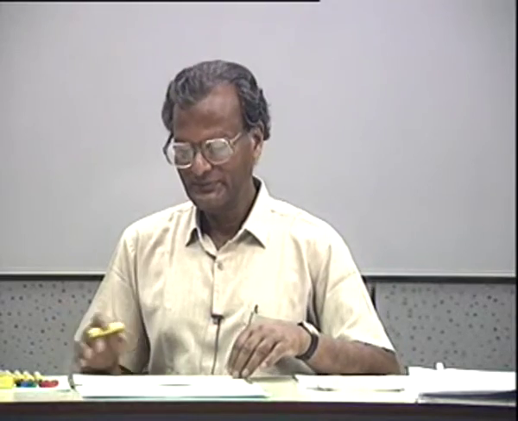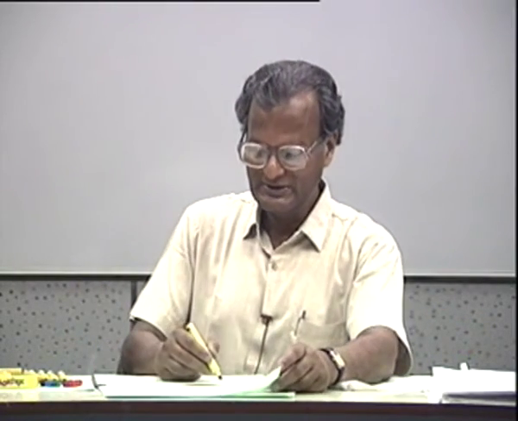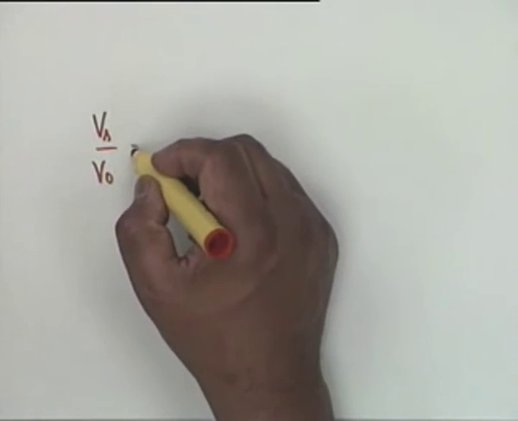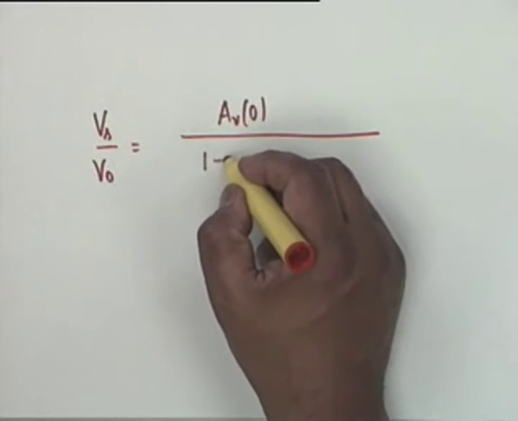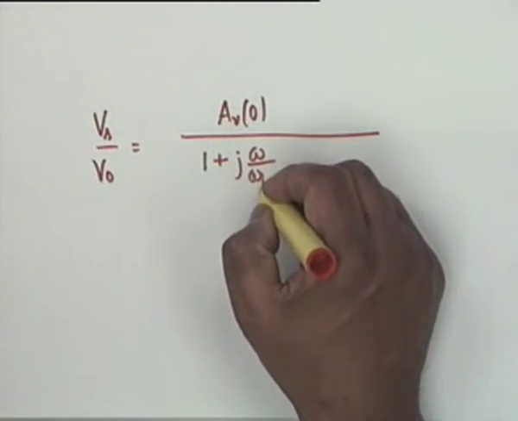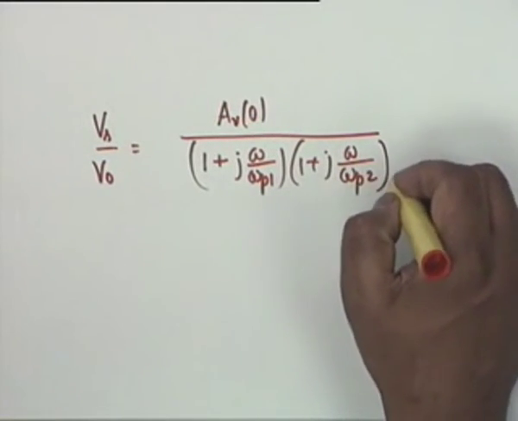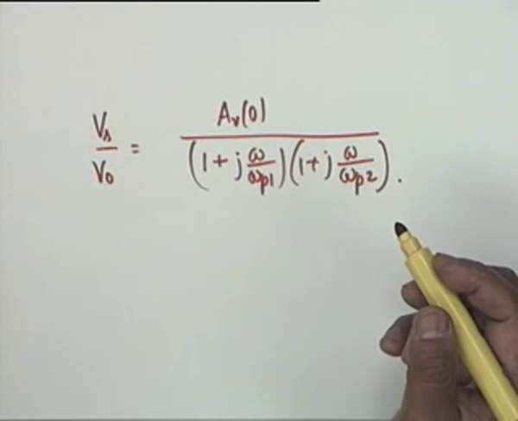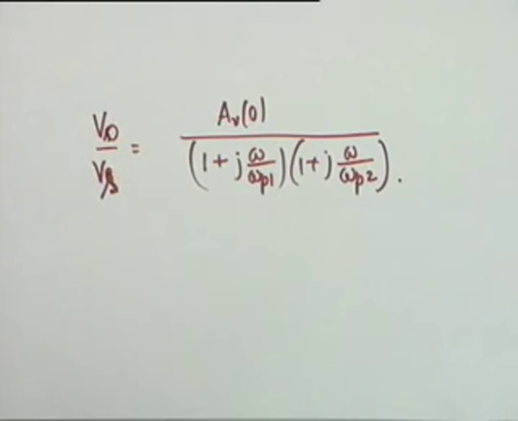And therefore, I didn't write any more equations. I did this by inspection. I found out omega P1, omega P2. Can you now write down the expression for AV? That is V0 by Vs would be equal to AV0 multiplied by 1 plus j omega by omega P1 multiplied by 1 plus j omega by omega P2. V0 by Vs, yes, not the other way around.